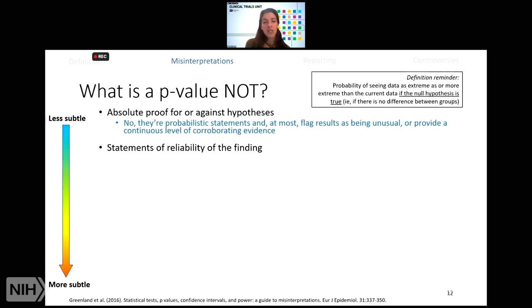Next, misinterpretation is related to statements of reliability of the finding. So this is in terms of whether you think that your finding would reproduce in another trial, or whether you think that your trial was good or that it's strong. So these are not good interpretations of a p-value. Small p-values are not more reliable than large p-values. All of them are subject to the same limitations or pitfalls within the context of your own study, and those have to be considered on the side.